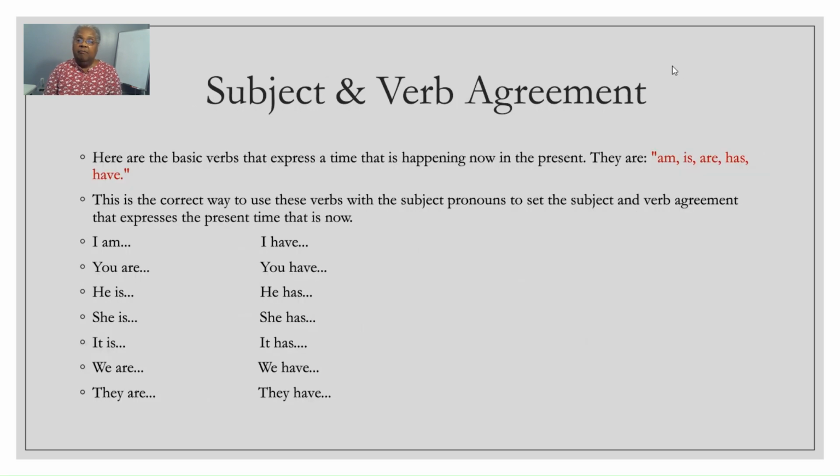Here are the basic verbs that express a time that is happening now in the present tense. They are am, is, are, has, have. This is the correct way to use these verbs with the subject pronouns to set the subject and verb agreement that expresses the present time that is now. Let us read the subject pronoun and verb agreement that expresses the present time that is now.